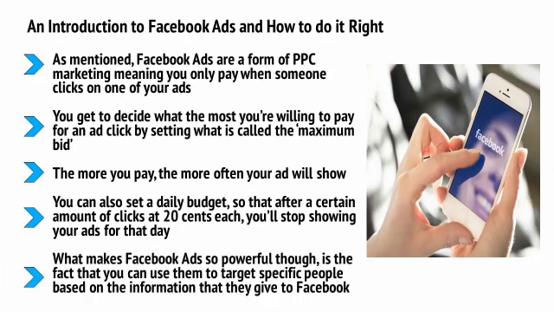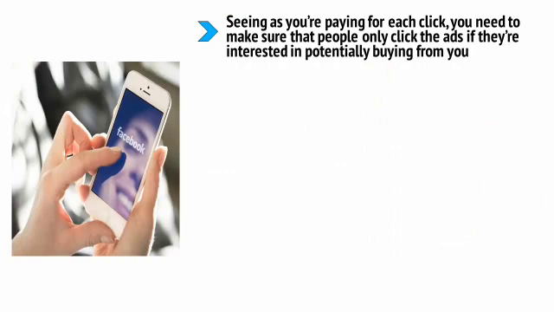What makes Facebook ads so powerful though is the fact that you can use them to target specific people based on the information that they give to Facebook: their age, their sex, their location, as well as their interests, their relationship status, and even their income. Seeing as you're paying for each click, you need to make sure that people only click the ads if they're interested in potentially buying from you. Therefore, you want to make sure that only the right kind of person sees your advert.